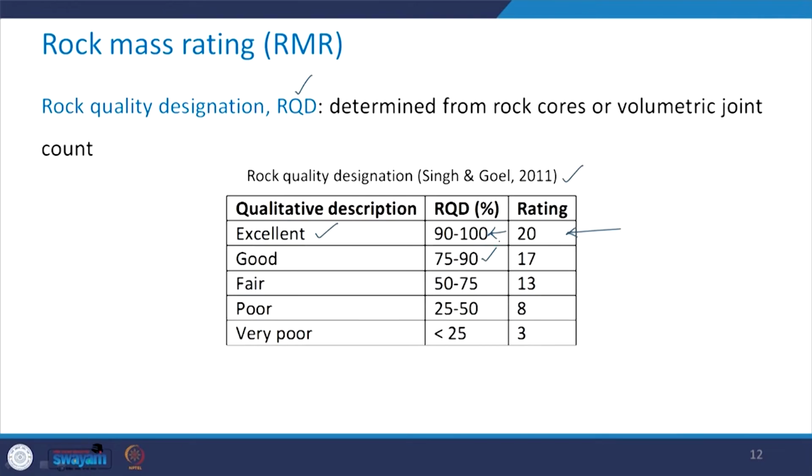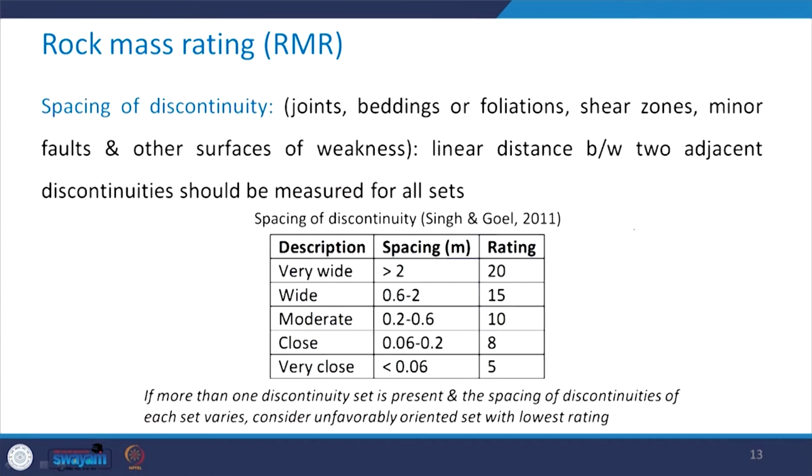For 70 to 90% RQD, the rating is 17, 50 to 75, 13, 25 to 50 is 8, and then if the RQD is less than 25%, then the rating is 3. So, as it was in case of the UCS, similarly here in case of RQD, as the quality gets better, the rating will be larger. So, you see it increases in this direction.